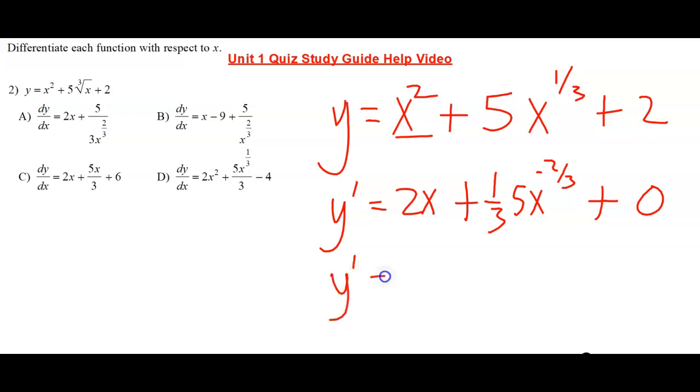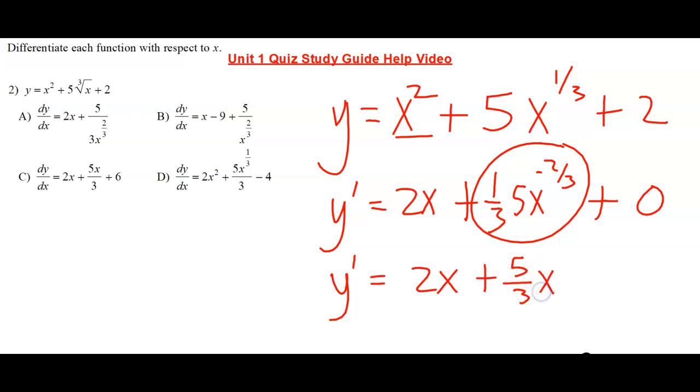Next, we have y prime equals 2x. I'm going to simplify this expression here. So it's going to be 5/3 x to the negative 2/3. And I'm not going to write the plus 0 this time.